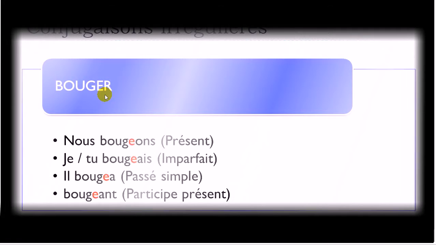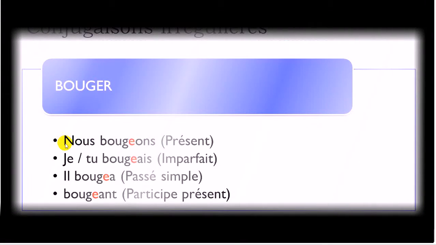I wanted to take a simple and useful verb, so it's bouger. Bouger is to move, okay? And then we will see that the tenses that will be affected by these modifications will be le présent, l'imparfait, and then le passé simple. Then we'll have this participe présent form that will also be affected by that. But when we're talking about le présent, the good news is that we'll have only one form that will be affected or modified, and this is the nous form.